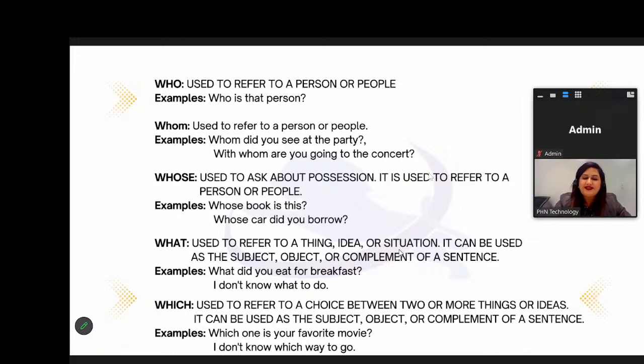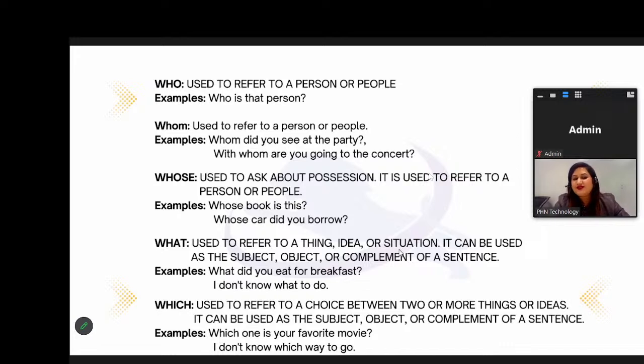The next one is whom. Whom is used to refer to a person or people. Examples: whom do you see at the party? With whom are you going to the concert? If we are not going to name ten people in a conversation, like are you going with Pooja, are you going with Neil, we take someone specifically. We say with whom are you going to the concert, with whom are you going to the party, with whom are you going to attend the classes. This is where we use whom.